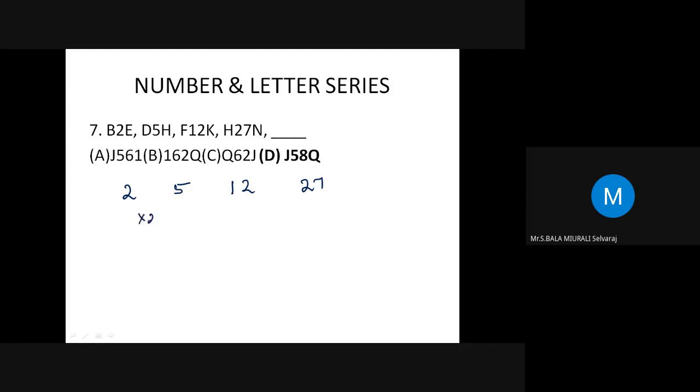2 into 2 plus 1, 5, correct? 5 into 2 plus 2, 12, correct? 12 into 2 plus 3. What is the series going on? See here, into 2 plus 1, plus 2, plus 3, correct? Then what would be here? 27 into 2 plus 4. So what is the answer? 58. I get the answer.